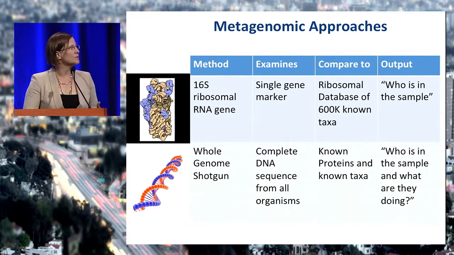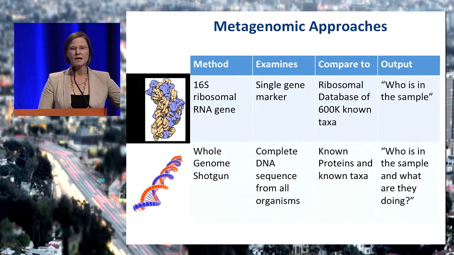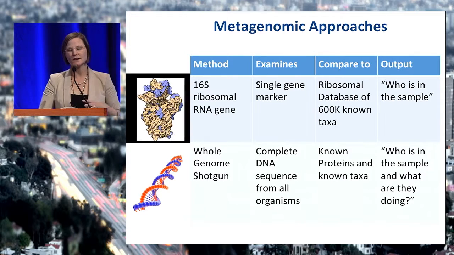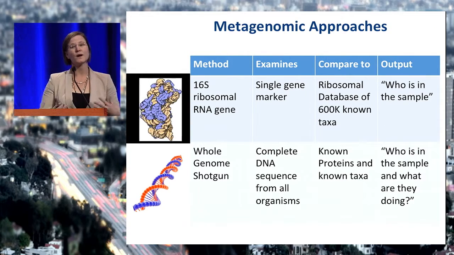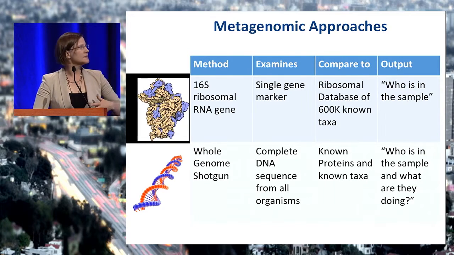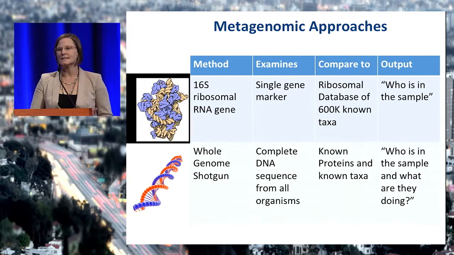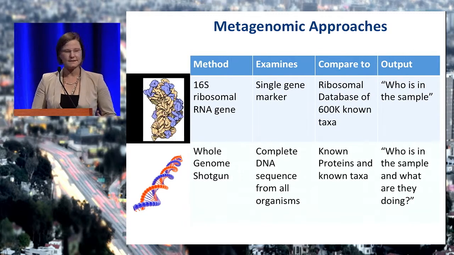And it's useful because you can actually compare that gene to a number of different organisms, a number of different taxa that exist in reference databases, such as the ribosomal database. And this really gives you a count of who is in the sample and at what abundance.